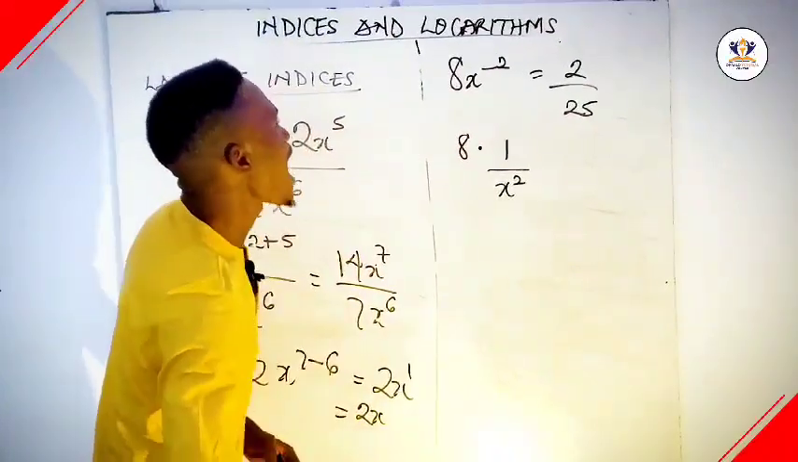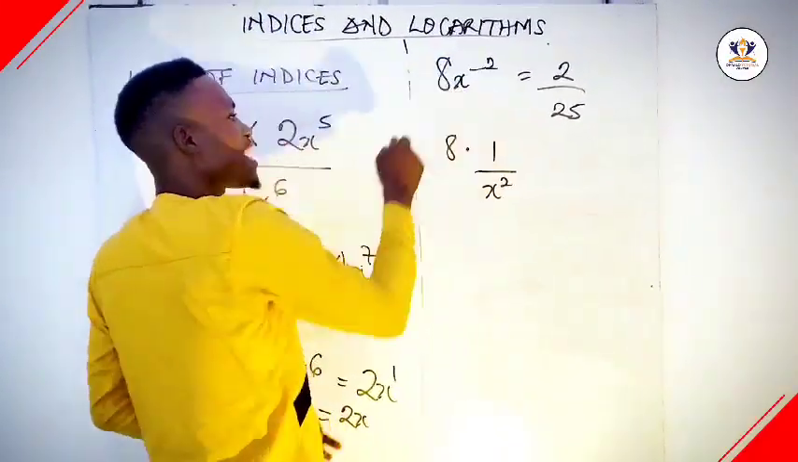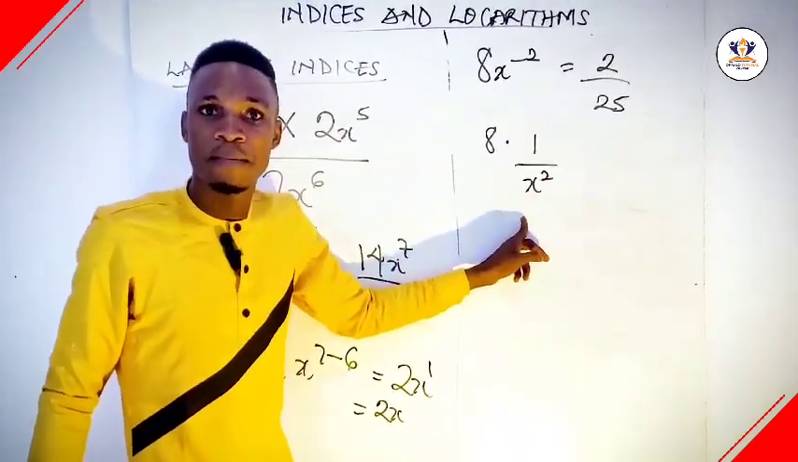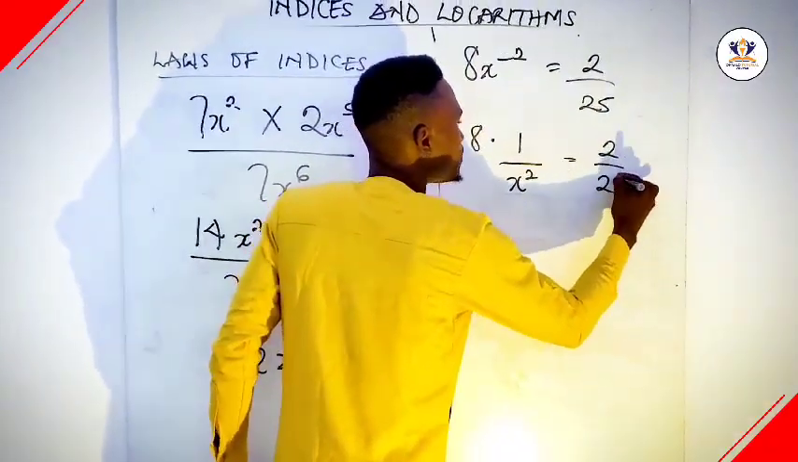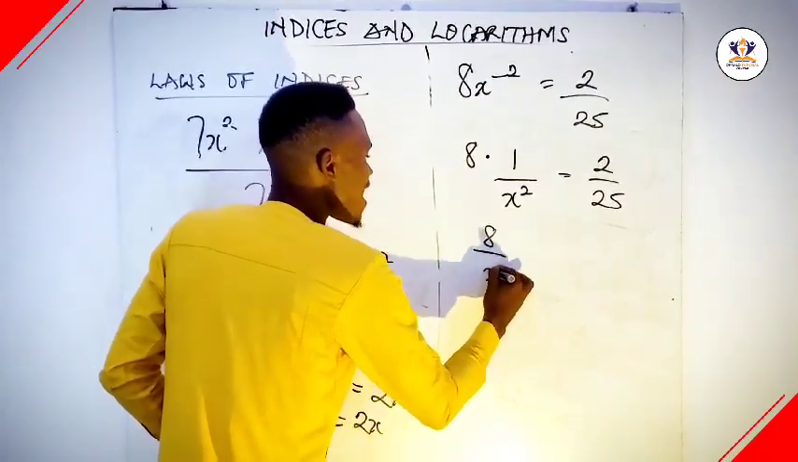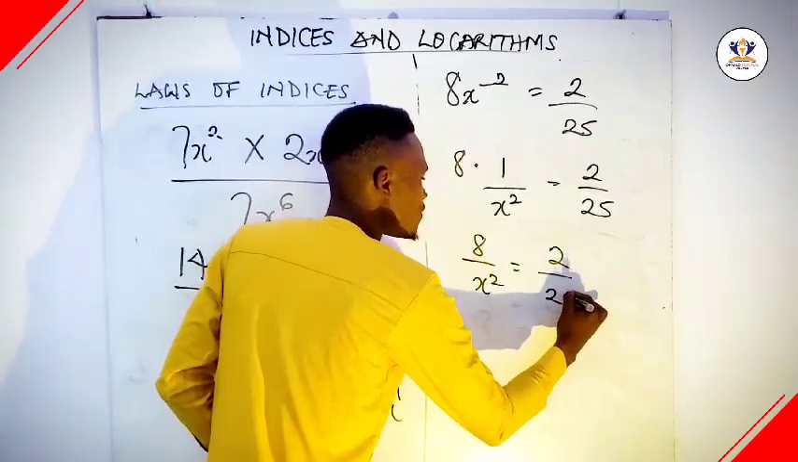Alright? So now, this minus 2 is just for this x alone. That's the reason why I told you this will be 1 all over x squared, which is equal to 2 all over 25. 8 times 1, that is 8 all over x squared. What will this one be? That is 2 all over 25.